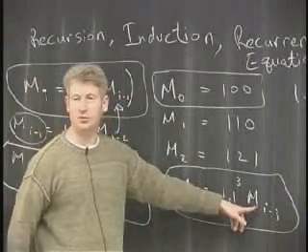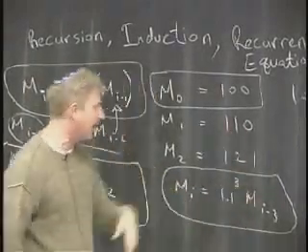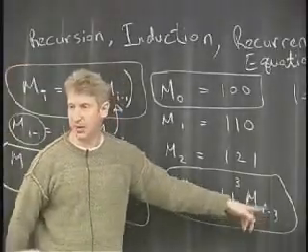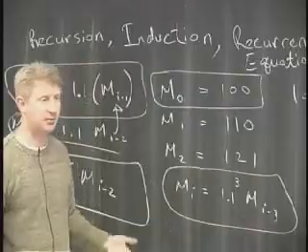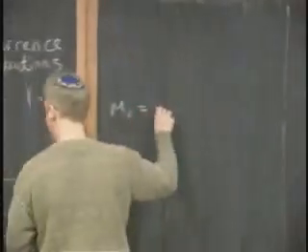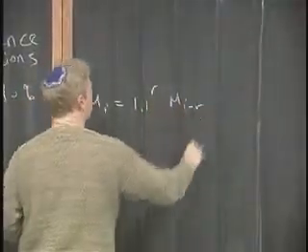Because you really want to get rid of this, right? I mean, what am I doing? I still have this m here. Goodbye. I want to get rid of it. Bye-bye. When can I get rid of it? When it's m_0, when I hit the base case. So I want to do this as many times until the base case shows up. So let's see what happens when I do it r times. When I do it r times, I get 1.1 to the r times m_{i-r}.